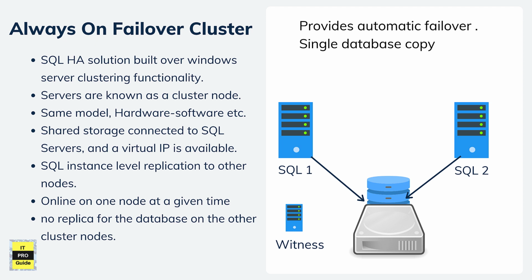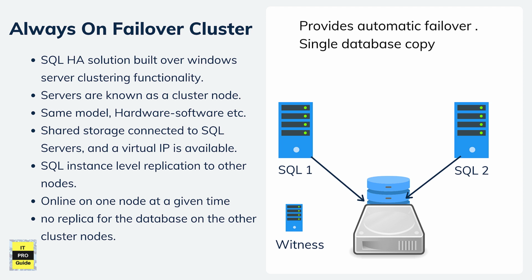So what you're going to do in this Always On failover cluster model is prepare a shared storage and connect it to the SQL servers. If you have 3 SQL servers, then connect the same shared storage to all 3 SQL servers, and the SQL server is going to be online on one node at a given time. If something happens to the first server, as the storage is already shared with the other servers, the database is going to come online on the other nodes.